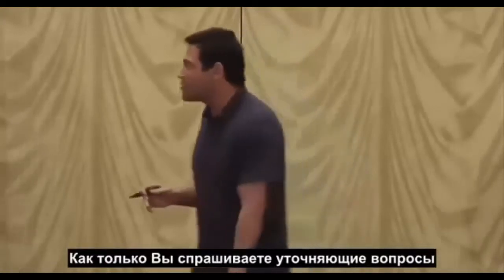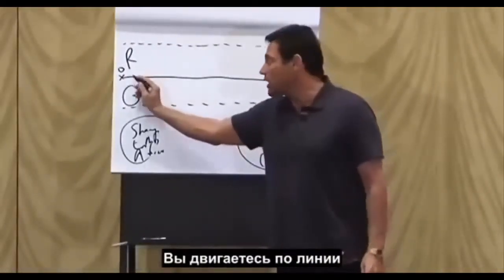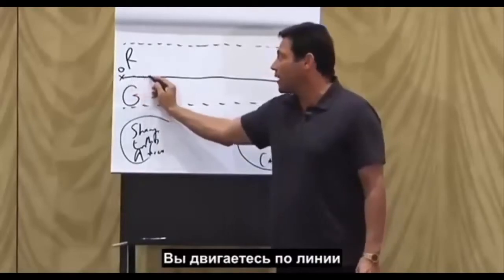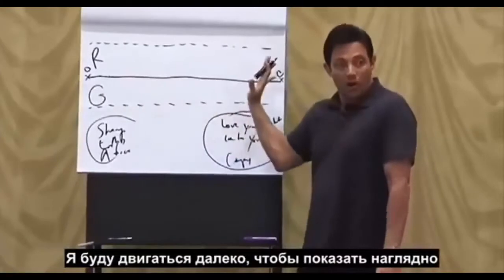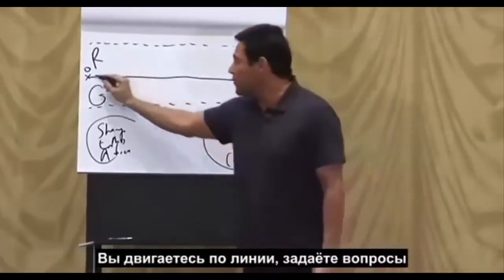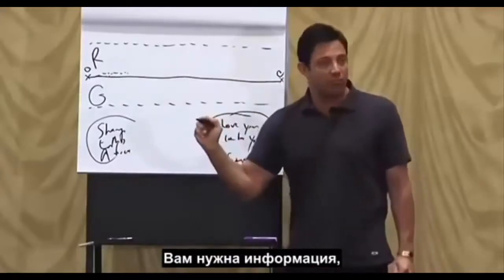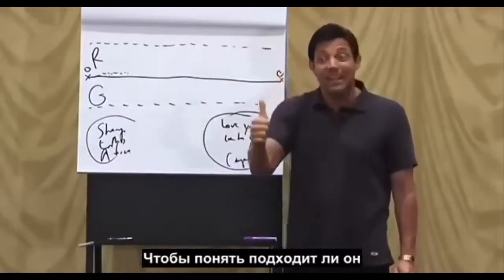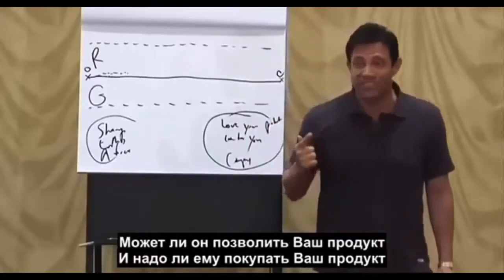Okay? What happens is this. As you ask your qualifying questions, you're moving down the line, and you're moving down the line, and you're moving down the line. Forget how far I'm moving right now. Okay? I'm going to move far because I want to show you a visual. You're moving down the line. You're asking questions. You're looking for information to find out if he's qualified, meaning if he can afford your product and he should buy your product. It's in his best interest.